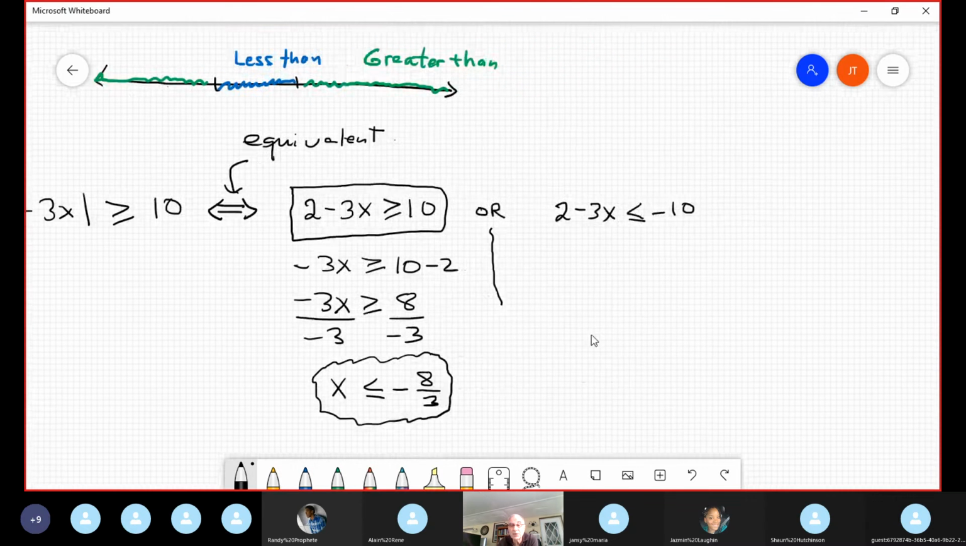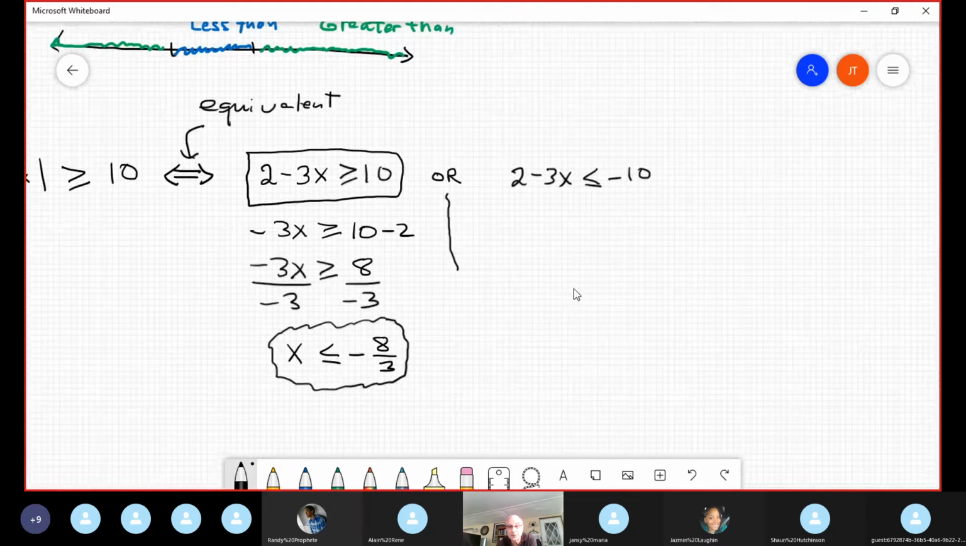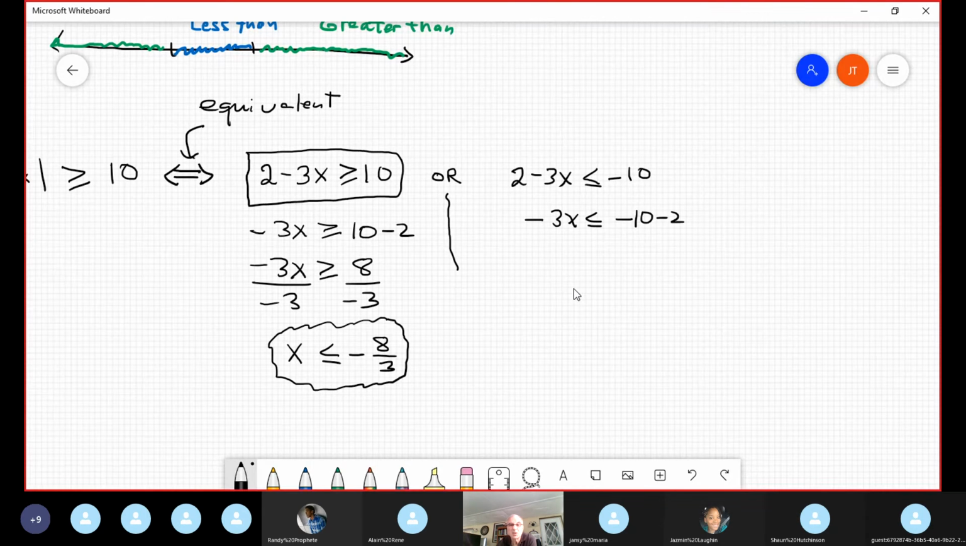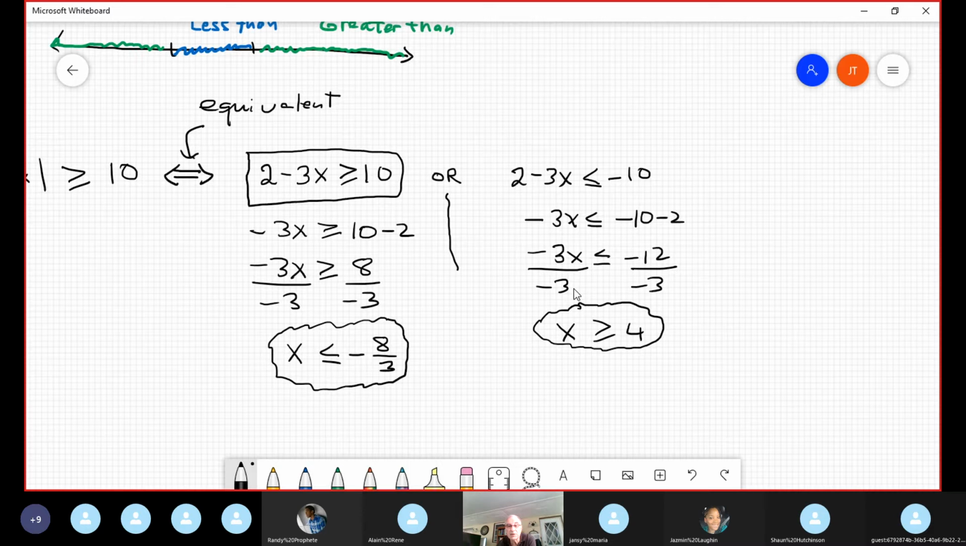Now, let's move on to the second part. Minus 3x less than or equal to minus 10 minus 2. I move 2 to the right-hand side, opposite side, negative 2. Minus 3x less than or equal to minus 12, divided by negative 3. Again, division by a negative number, reverse the sign. 4. And this is one piece. And finally, we connect this and this using OR.